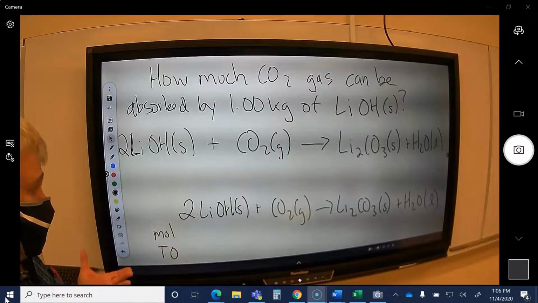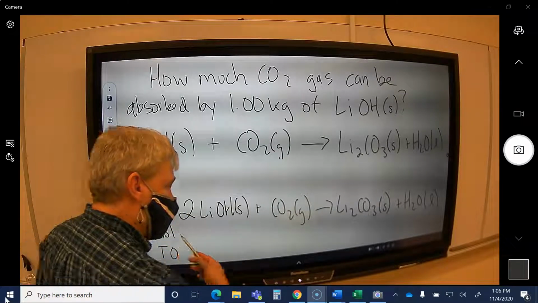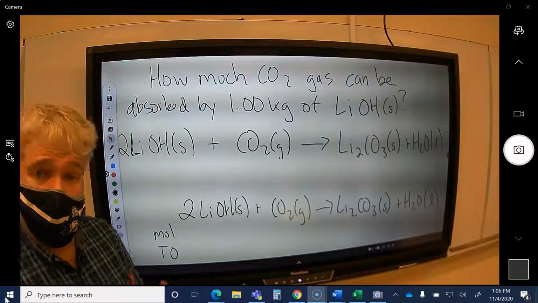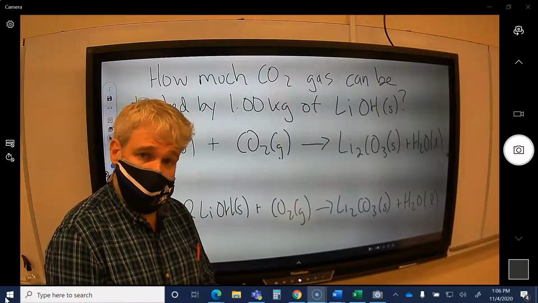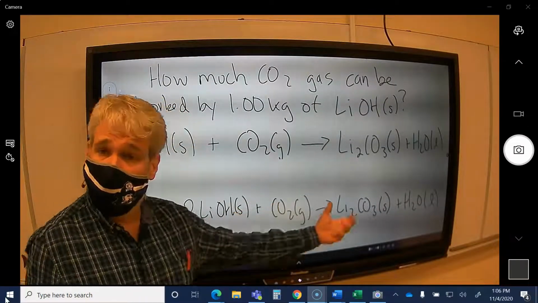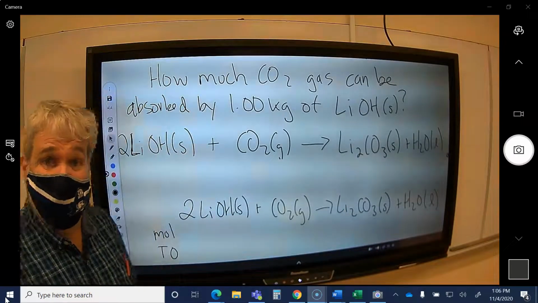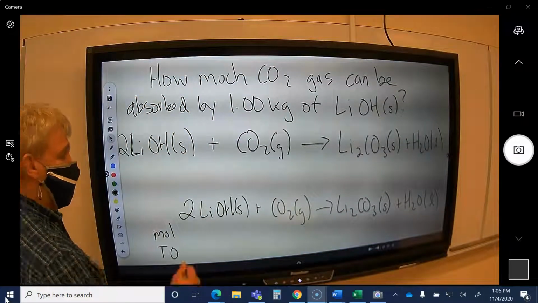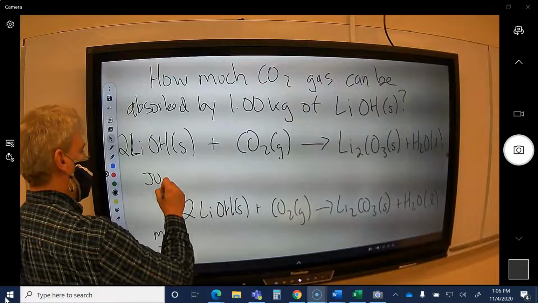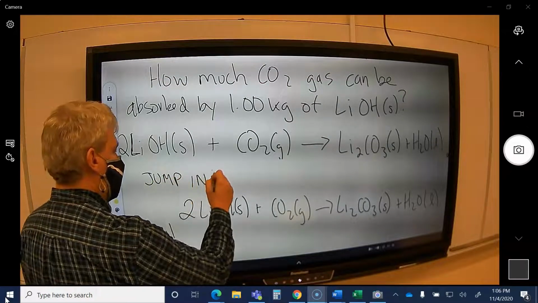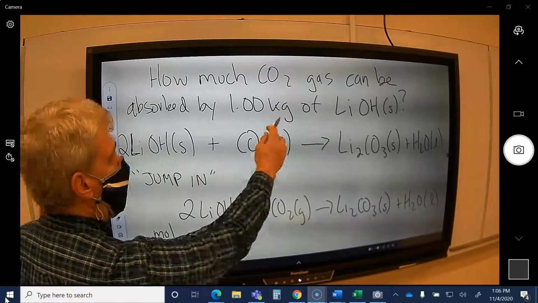All right, so obviously what we need to do is we need to be able to jump in. We know that we're going to be able to use that balanced chemical equation to figure out how the moles of one thing relate to the moles of something else, but we need to have a moles to start with. And so that's our jump in.